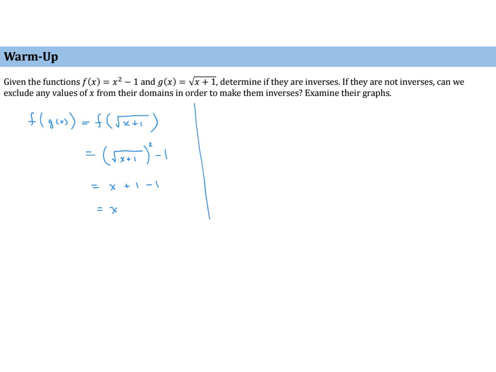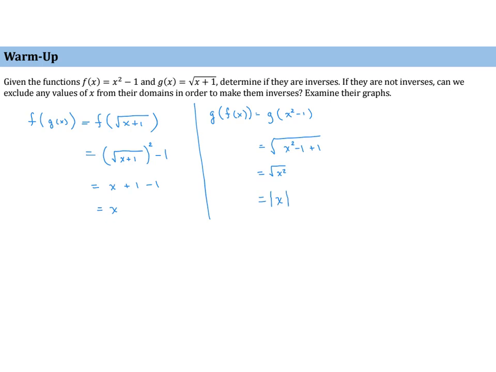Now, that looks good. Let's try g of f of x. So g of f of x is g applied to x squared minus 1. So, what's g say to do? It says to take the input, add 1, and then take the square root. So there's our input. Let's add 1 and take the square root. So we have the square root of x squared. Now before you say that that is x, it's actually the absolute value of x.